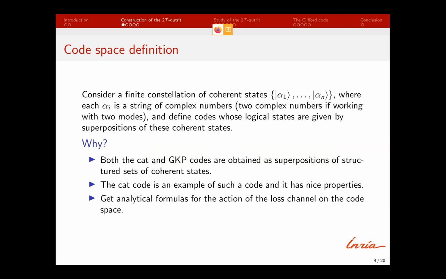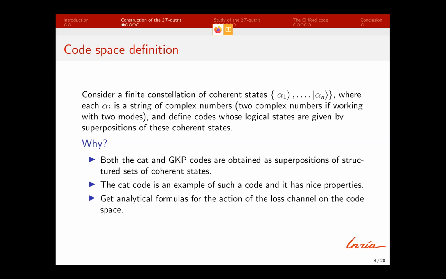So our goal when designing the 2T-qutrit was to design a good 2-mode code whose logical states can be expressed as a superposition of coherent states taken from finite sets of coherent states. The reason why we were interested in that was that, first, both the CAT and the 2T codes are obtained as superpositions of structured sets of coherent states. And in particular for the CAT code, it's also a finite set of coherent states. So that's exactly the kind of codes we are dealing with.